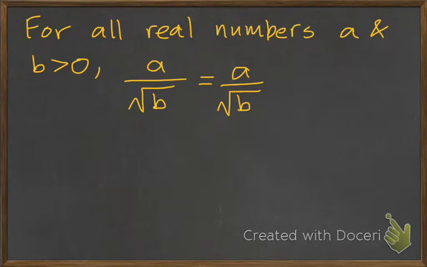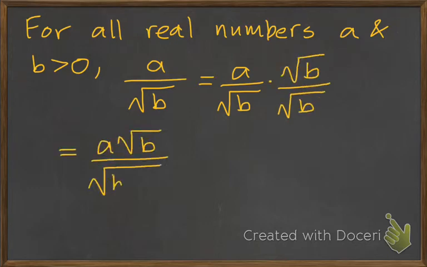A over the square root of b equals, and what we're going to do is multiply the numerator and denominator by the denominator, the square root of b, because the square root of b over the square root of b is just 1, and when we multiply by 1, it doesn't change anything.